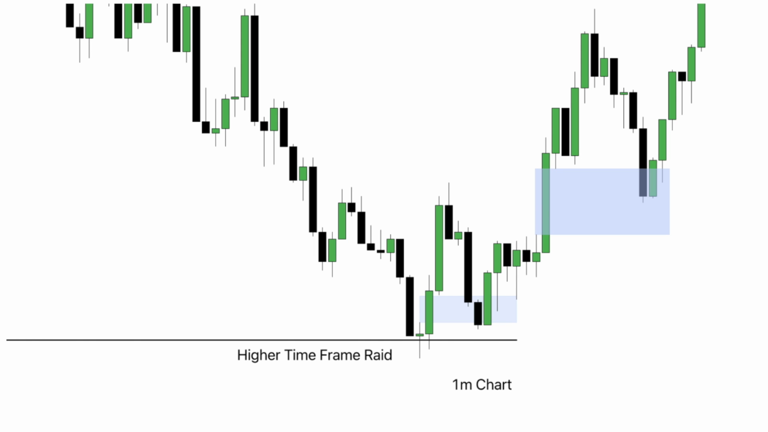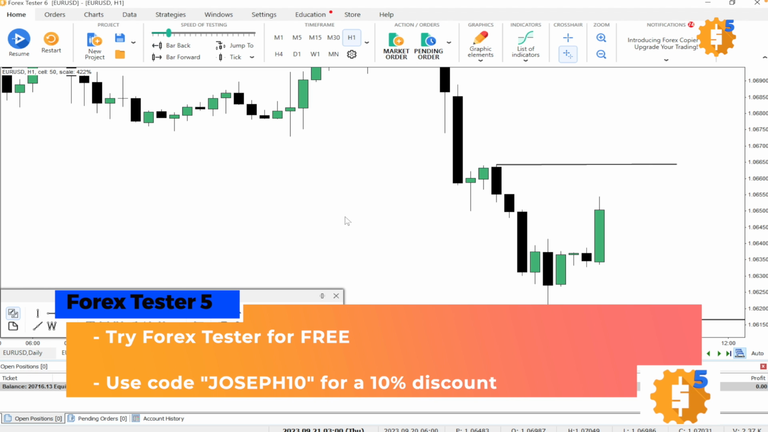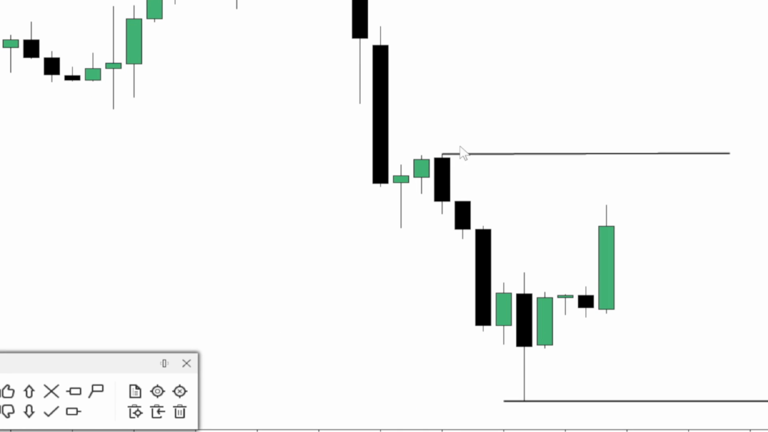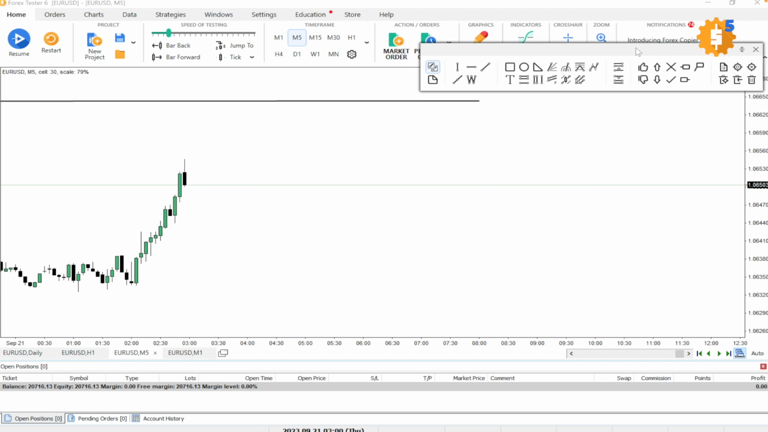Now let's jump into Forex Tester, my personal favorite backtesting software, and I'm going to show you guys a lot more examples over there. As you can see on our time frame, we are drawing towards our previous old high right over here, and once we know that, we want to go down to the lower time frame on the 5-minute time frame to look for our liquidity raid. Let me get rid of this one.